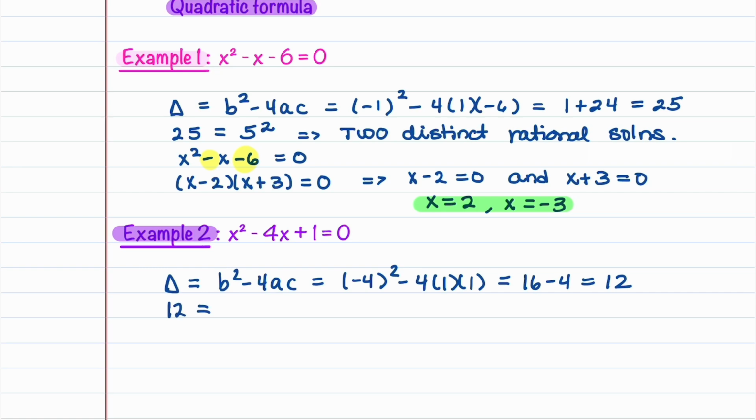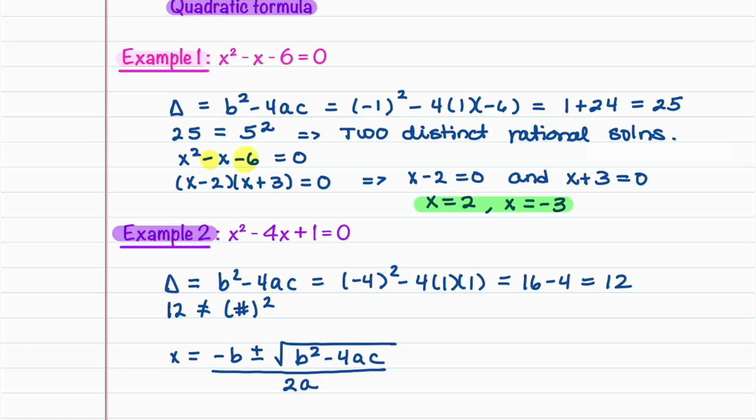Notice that 12 is not equal to some whole number squared. So that means that it is not a perfect square. And whenever that happens, we want to solve our quadratic equation using the quadratic formula. I'm going to go ahead and write down that quadratic formula. It's x is equal to minus b plus or minus the square root of b squared minus 4ac, all divided by 2 times a. I want to point something out before we go on further. Notice that what is inside our square root is our discriminant.